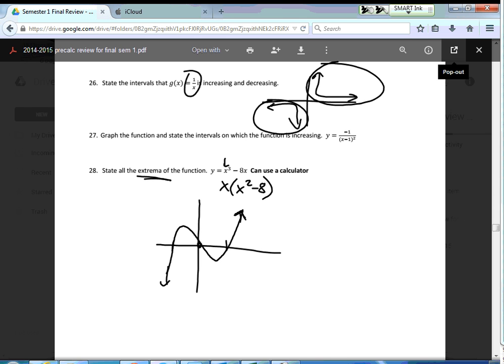The extrema would be this spot and that spot, the high spots and low spots. If you're using a calculator, that's second calculate maximum for this one, or second calculate minimum for that one. So basically, put it in your calculator. Use your calculator to find the high spot with second calculate maximum, or the low spot with second calculate minimum.